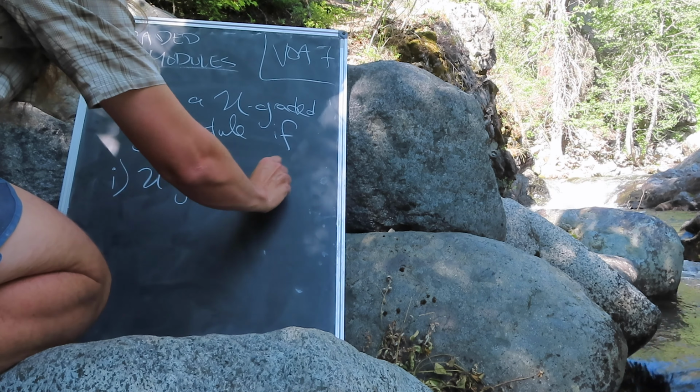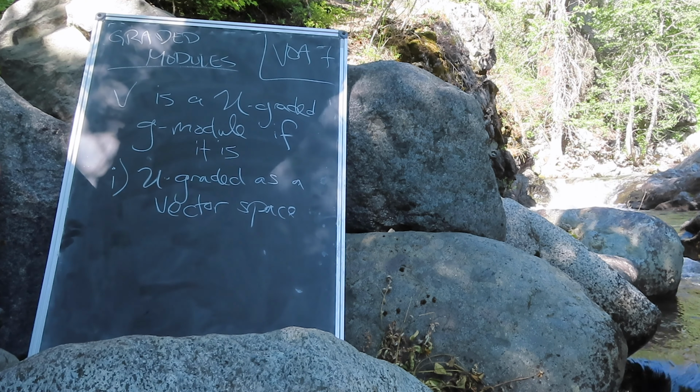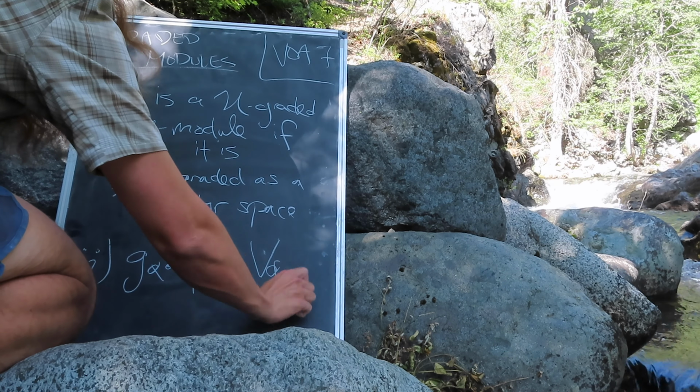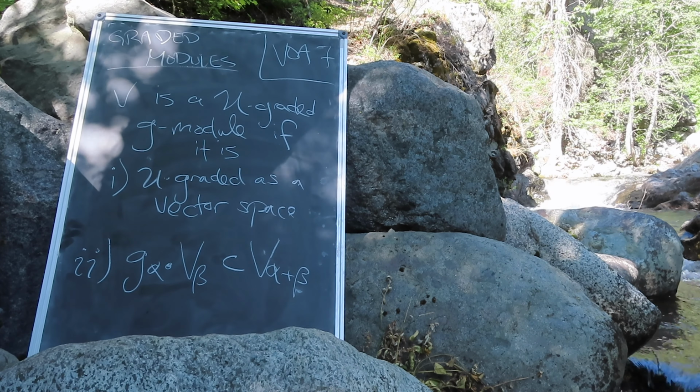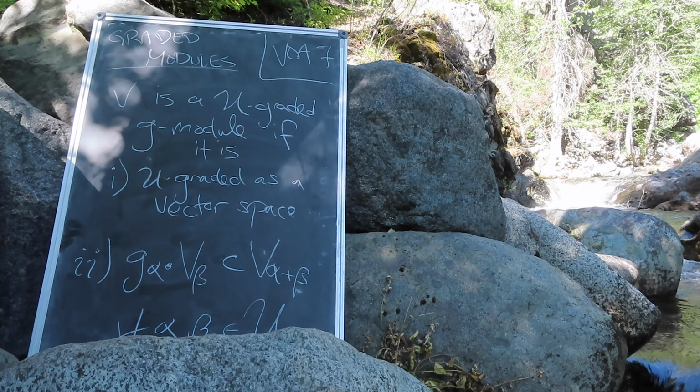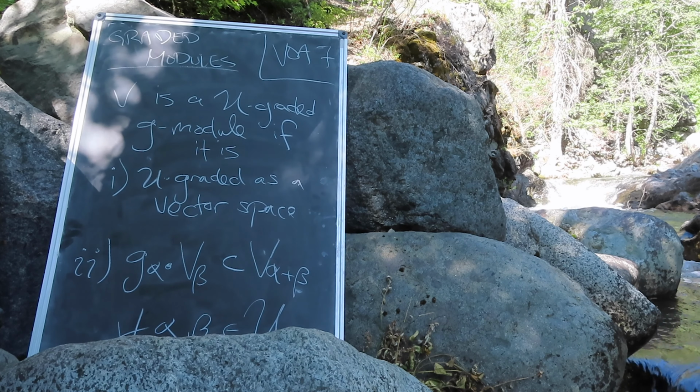First, as always, V must be a U-graded vector space. Second, the action of any element of G with degree alpha on the subspace of V that is homogeneous of degree beta must belong to the subspace of V that is homogeneous of degree alpha plus beta.